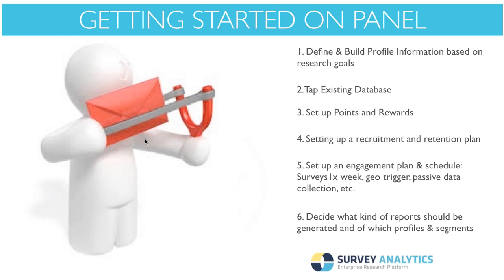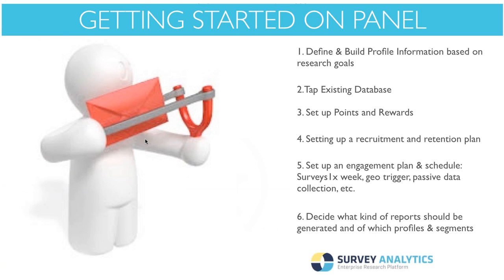Set up an engagement plan and schedule. So maybe you're going to do surveys once a week. Maybe you're going to do 4 surveys a year, or 1 every quarter with 2 quick polls in between them. And this doesn't always have to be surveys in the form of a traditional email sent out and they click a link. These could be geo-triggered surveys. You could get information tracked via passive data collection. There's many opportunities in terms of really tying into your retention plan and setting up an engagement plan to do so.